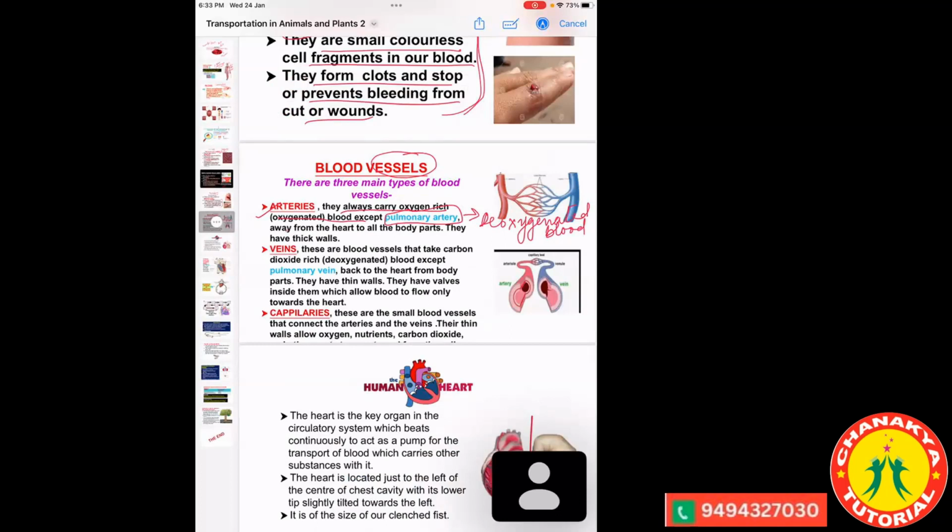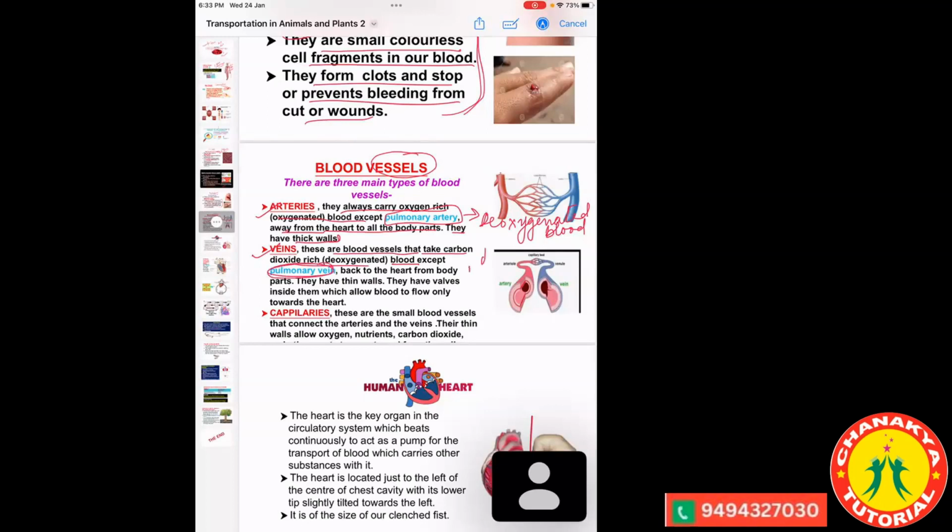And these arteries will be taking the blood from the heart to all parts of the body. So they will be transporting the blood from the heart to all parts of the body. And they have thick walls. Whereas the second type of blood vessel is what? The veins. They are the blood vessels that take the carbon dioxide rich blood. So what do they carry? They will be carrying the blood which is rich in carbon dioxide, and that is why it is called deoxygenated blood. But there is one vein called the pulmonary vein.